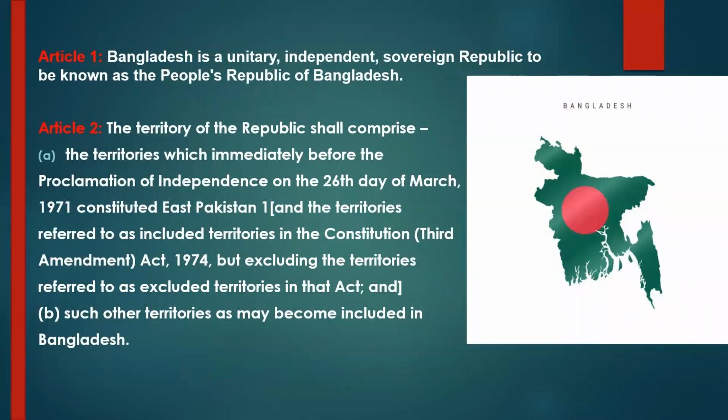Although Bangladesh is a parliamentary democracy, interestingly, the state is identified as a republic, namely the People's Republic of Bangladesh under Article 1. Article 2 suggests that this unitary, independent, and sovereign republic consists of the territories that constituted East Pakistan before the proclamation of independence on 26 March 1971. The subsequent and future inclusion of territories are considered as the territory of our republic as well.